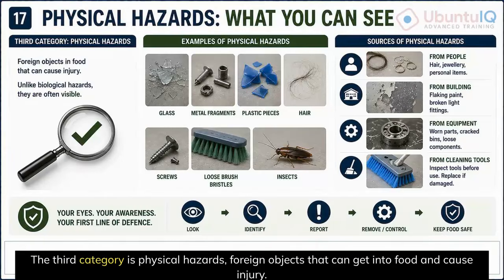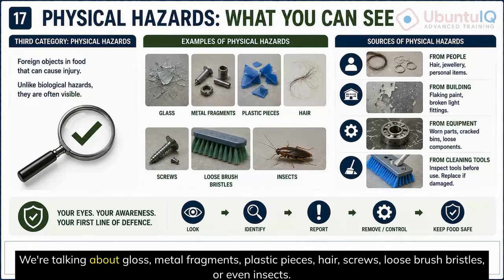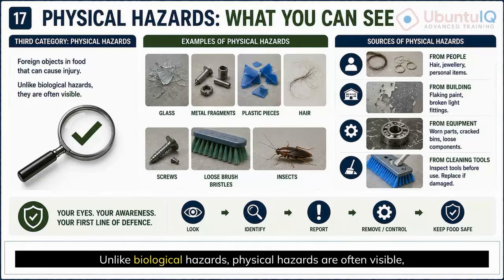The third category is physical hazards, foreign objects that can get into food and cause injury. We're talking about glass, metal fragments, plastic pieces, hair, screws, loose brush bristles, or even insects. Unlike biological hazards, physical hazards are often visible, which means your eyes and your awareness are your primary tools for controlling them. Physical hazards can come from people, a hair or a piece of jewelry.